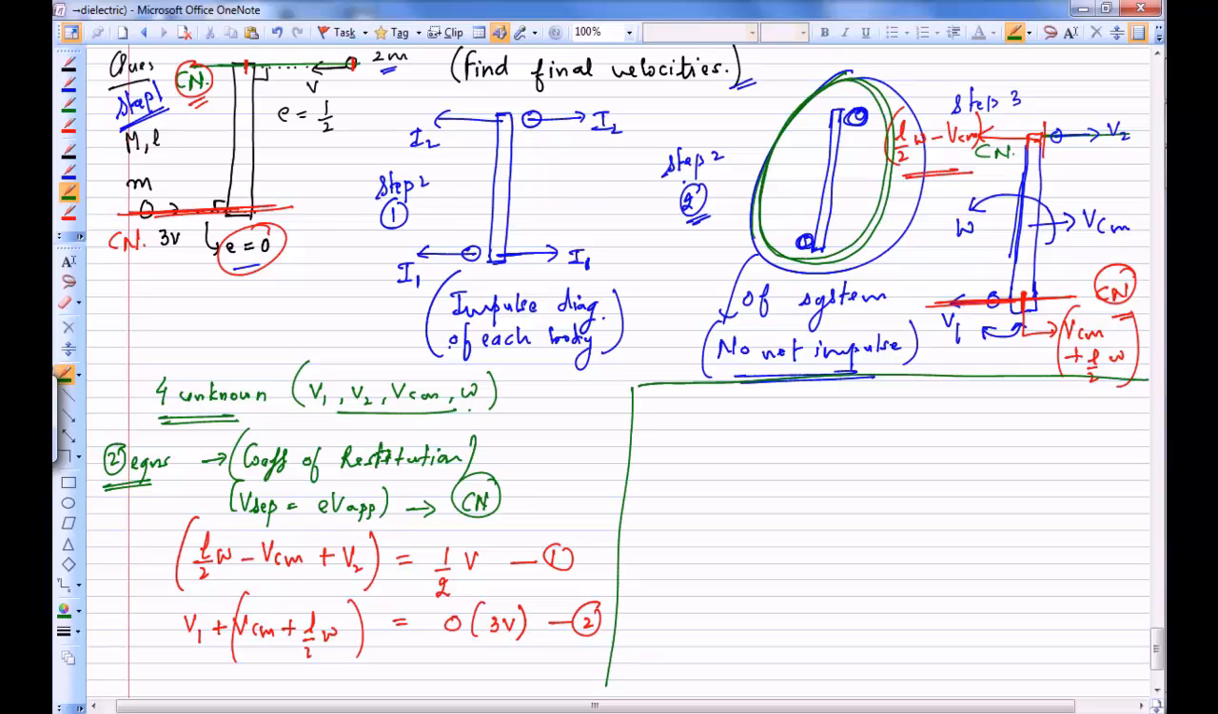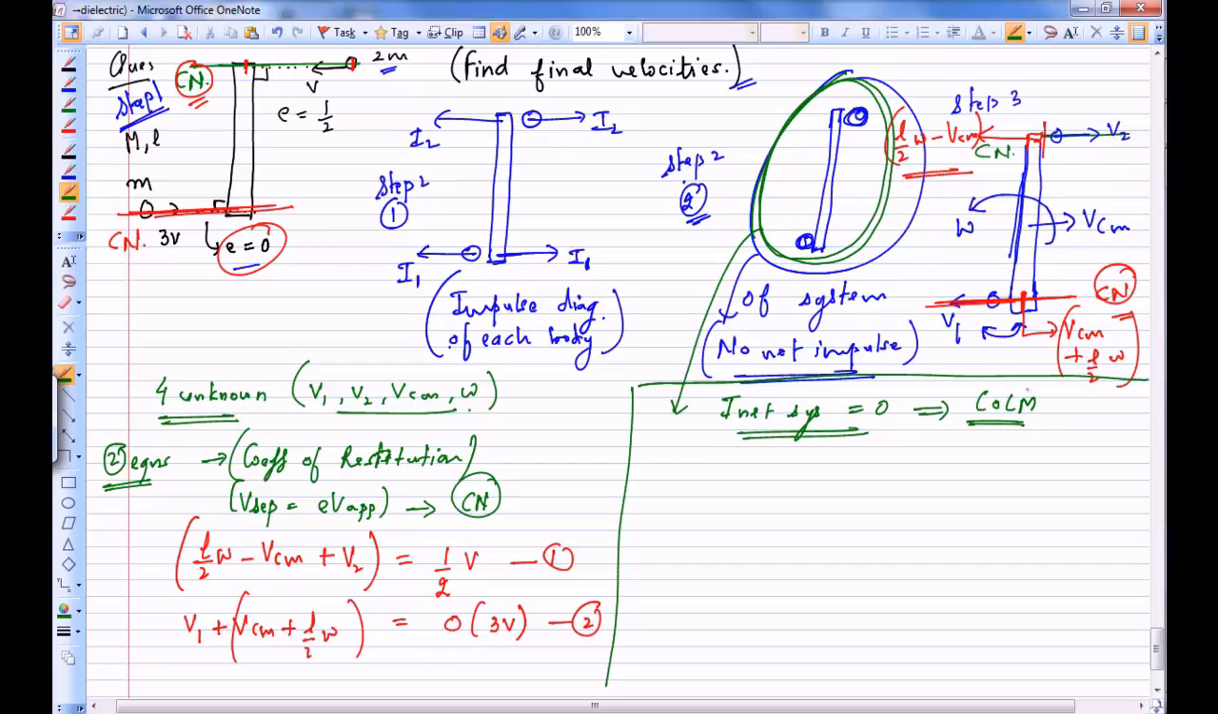That is your impulse diagram of the system. We can say net impulse on the system is 0. So there is no net linear impulse acting on this particular system. Which system? The rod and the 2 particles. So I can say linear momentum of this system is going to be conserved. So we can apply conservation of linear momentum.